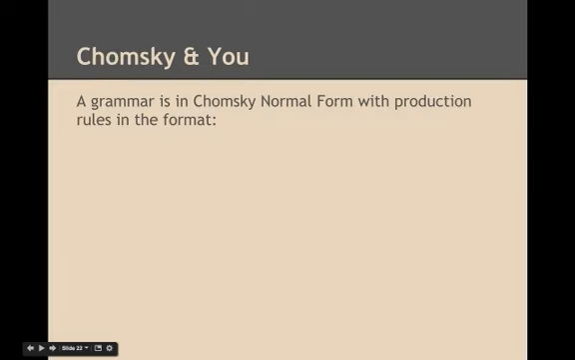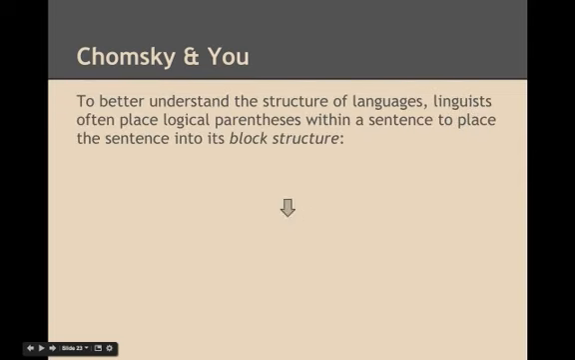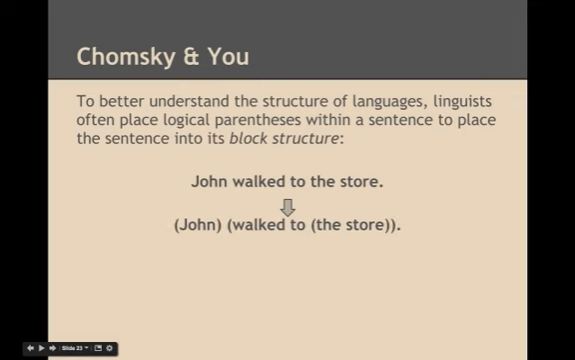A grammar in Chomsky normal form has the following production rules. X goes to YZ, or X goes to lowercase x, or epsilon, where X, Y, and Z are non-terminals and x is a terminal. To better understand the structure of languages, linguists often place logical parentheses within a sentence to put it into its block structure. So for example, John walked to the store would be parenthesized as follows.